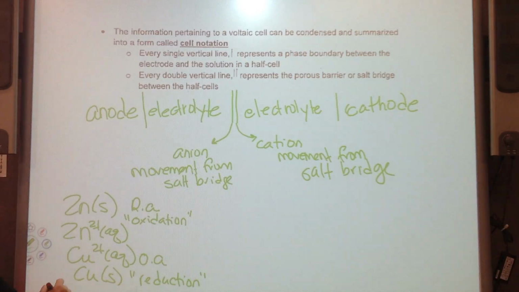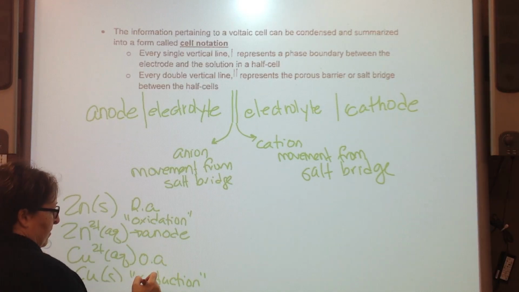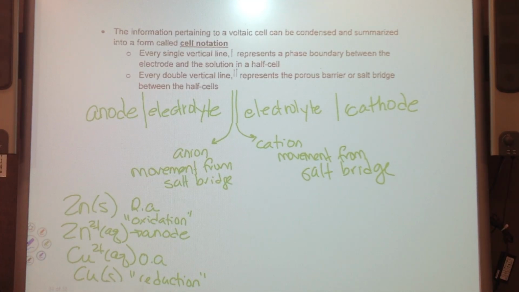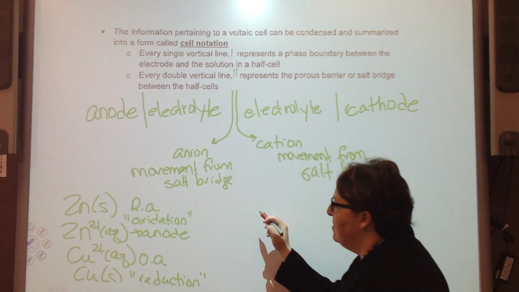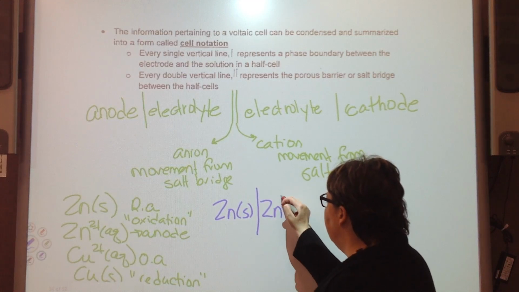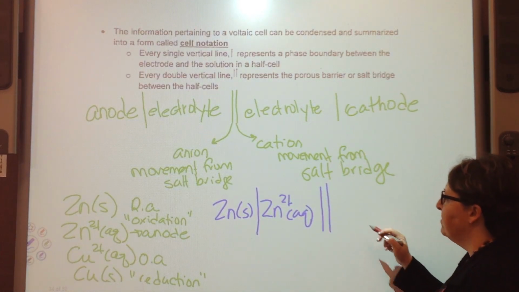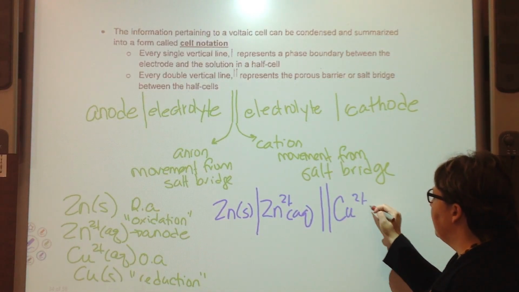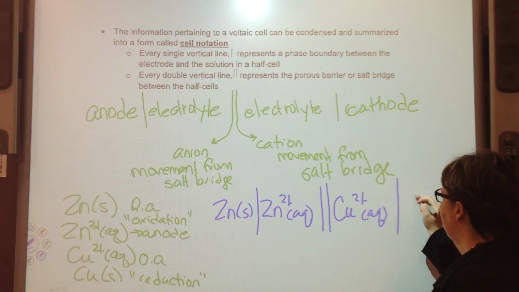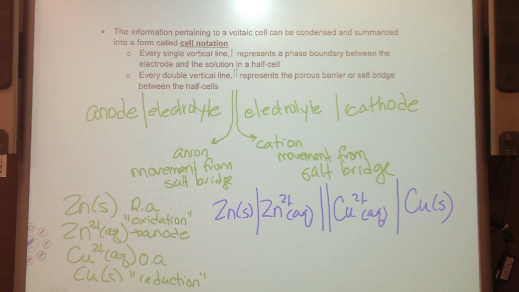Reducing agents are found at the anode, and oxidizing agents are found at the cathode. So once we identify that, we can write out our own cell notation. And it goes like this. It's going to go zinc solid, separated from the zinc 2+ ions by the salt bridge. Then we had copper 2+ with copper as the cathode. Okay, that's our cell notation.